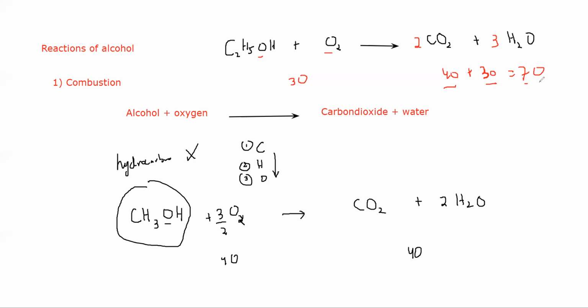So if I have 7 oxygen, I need 7 oxygen on the left-hand side. This 1 is already there. So if I put 3 here, this will be 3 multiplied by 2, making 6, and plus 1, 7. So I need 7 total. 1 is already there, so the remaining 6 I need here. So how can I have 6 oxygen? This will be 3 multiplied by 2, which makes 6. Is it clear?